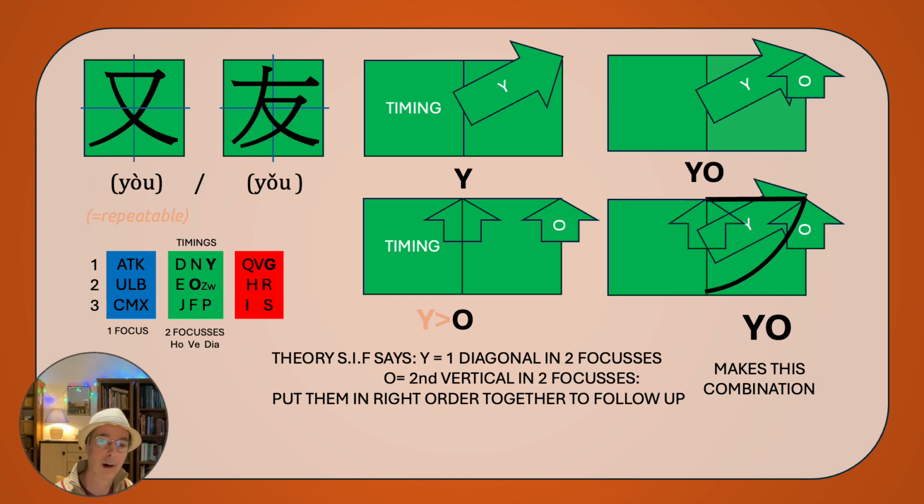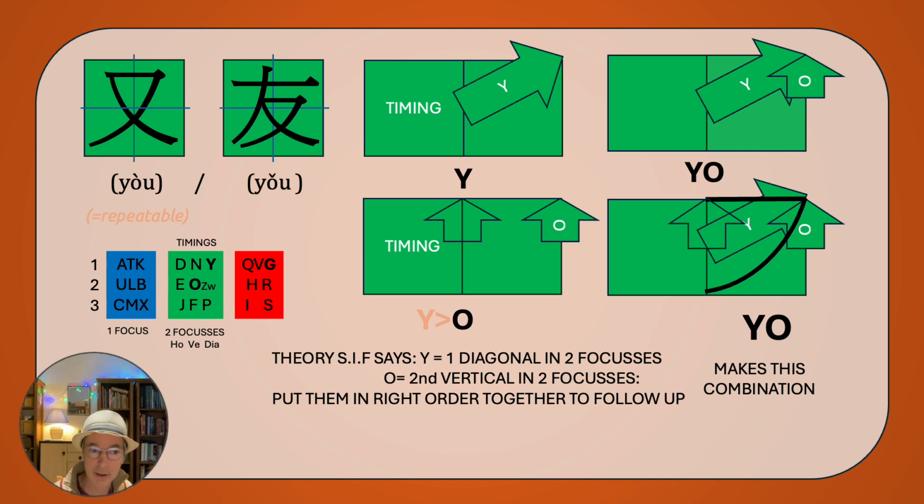The Y as the first letter, which is also written like that in the pinyin writing system, so that you can remember and recognize how you have to pronounce it. So the Y is in my system in the section of the timings, with two focuses, from beginning to end, and it will go to the diagonal position. So that's the first letter.